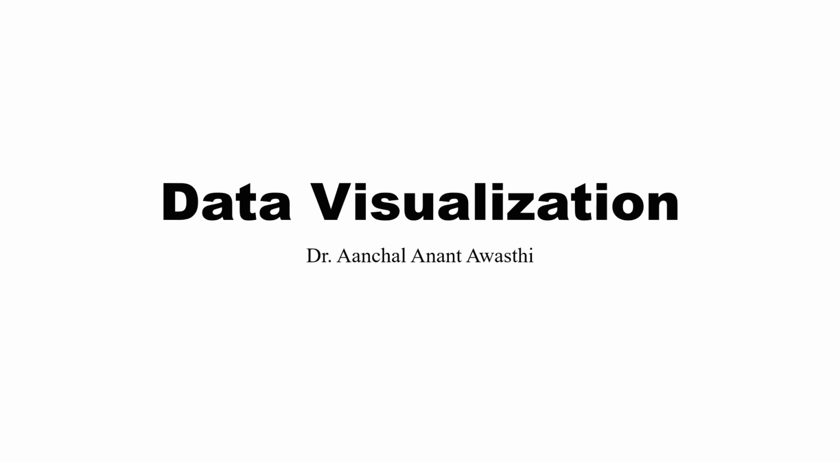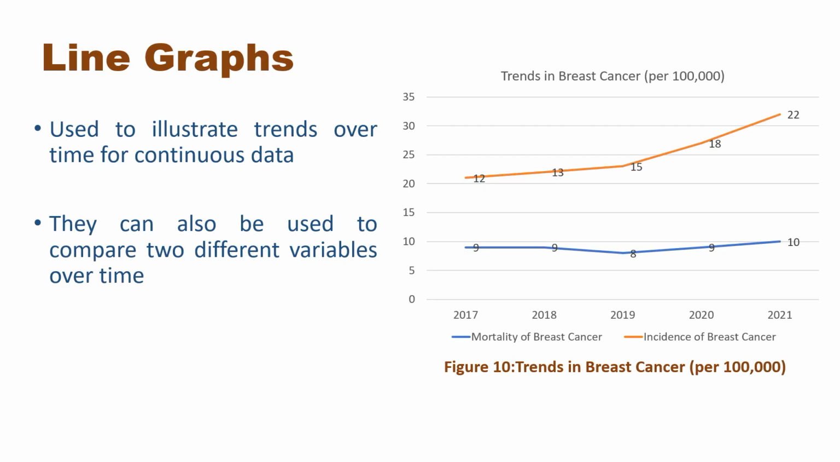Hello everyone. In the series of data visualization, today we'll talk about line graphs. Line graphs are used to illustrate trends over time for continuous data. They can also be used to compare two different variables over time.